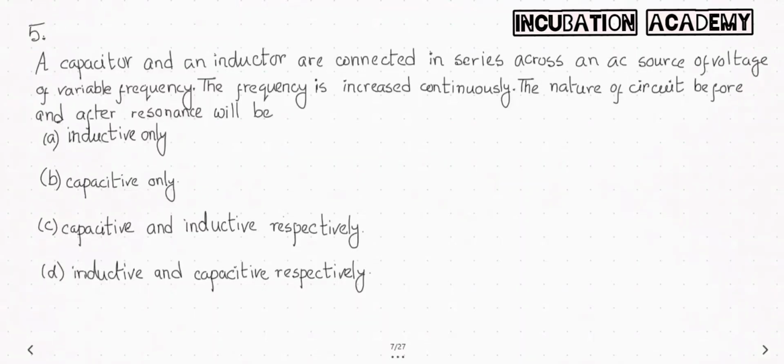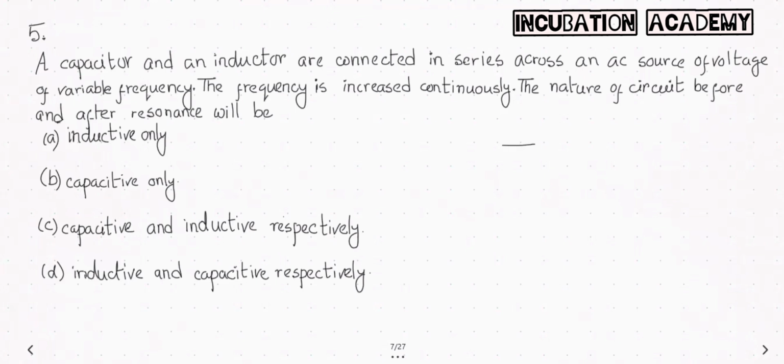The question is: a capacitor and an inductor are connected in series across an AC source of variable frequency. The frequency is increased continuously. The nature of the circuit before and after resonance will be inductive only, capacitive only, capacitive and inductive, and inductive and capacitive respectively. Option D is inductive and capacitive respectively.